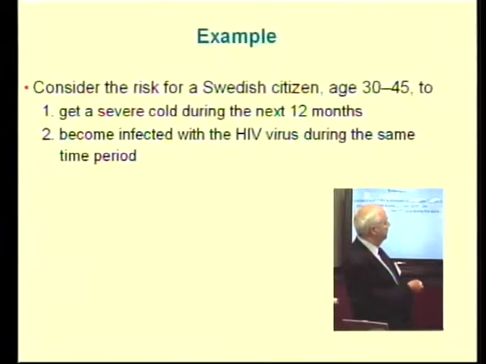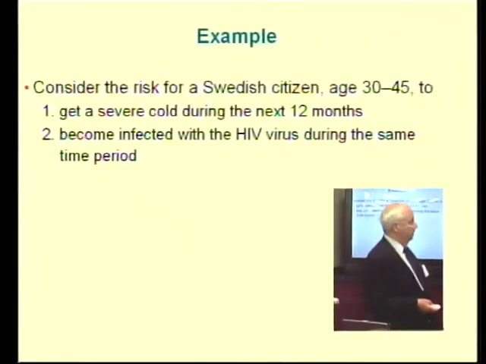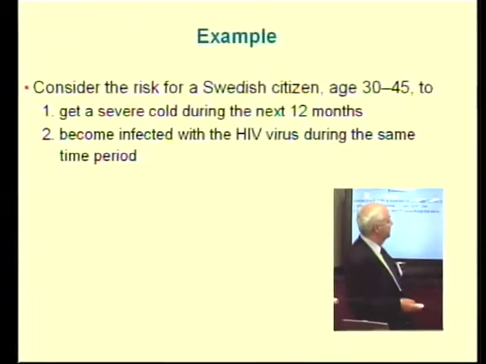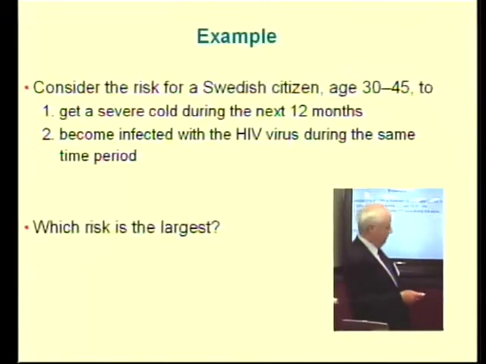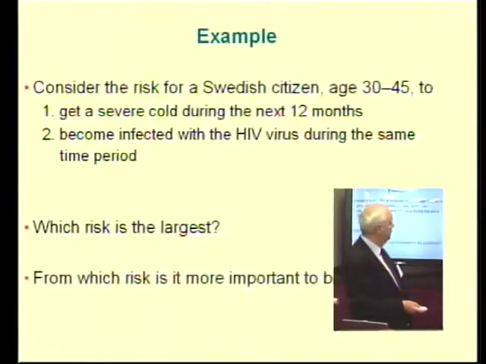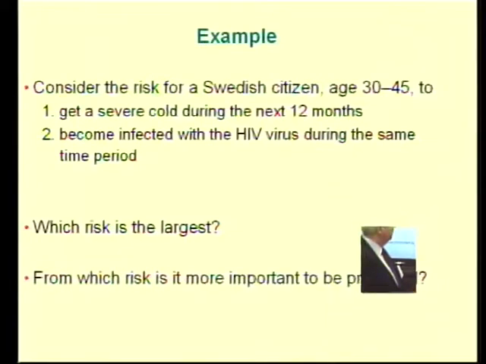1, to get a severe cold during the next 12 months. 2, to become infected with the HIV virus during the same time period. Which is the biggest risk? Well, most people will say the biggest risk is number 1 here, to get a severe cold during the next 12 months. But then you ask, which risk is it more important to be protected from? And of course, that's number 2.